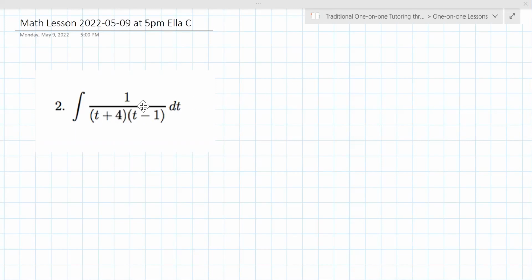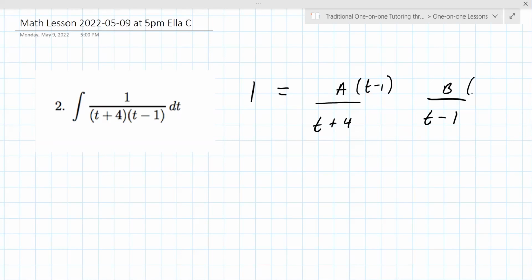I feel like this is the type you're going to get on a partial fractions. You're going to get something where it's A over the first one, t plus 4, B over the second one, t minus 1, and it's 1 equals that. So the idea is you're trying to figure out, well, what is each one missing? This one's missing a t minus 1. This one on the right's missing a t plus 4. And you focus exclusively on the numerator.